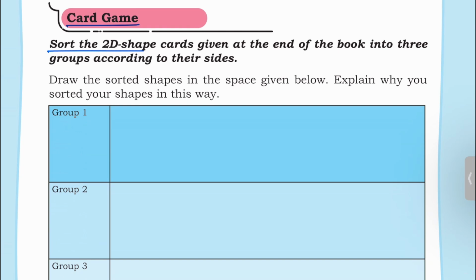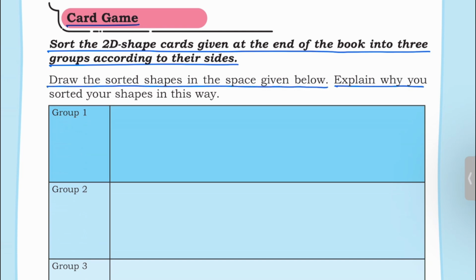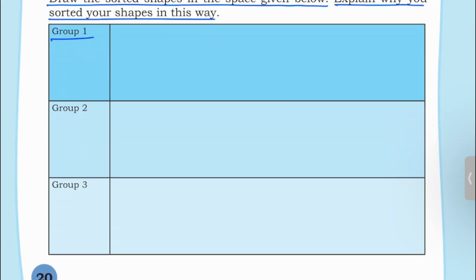Card game. Sort the 2D shape cards given at the end of the book into three groups according to their sides. Draw the sorted shapes in the space given below. Explain why you sorted your shapes in this way. Group 1. You can place shapes having no edges, like this. Shapes in group 1 have no sides.